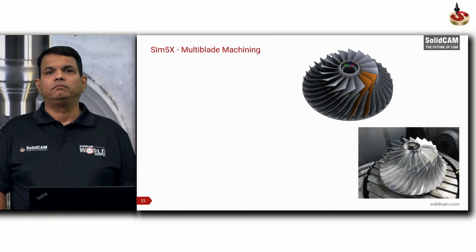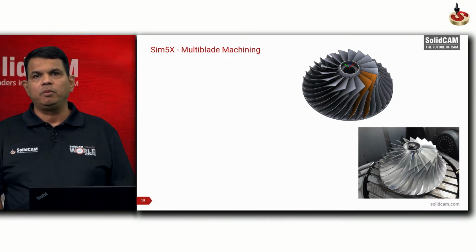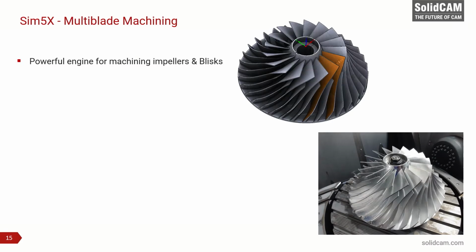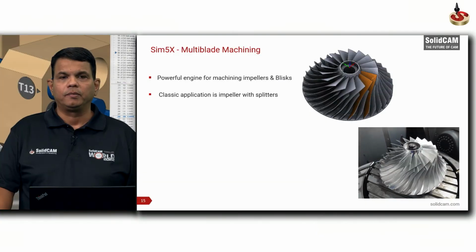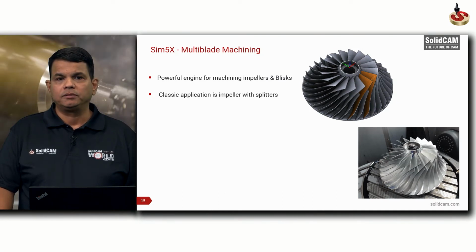Next, we have a very powerful module for machining impellers and blisks, and we call it the multi-blade machining module. This particular module is a very powerful engine. It's used for machining blisks, impellers, and components that are very similar to impellers, including rotors. If you look at the marine industry, there are rotors. The rotors can also be machined using the multi-blade machining module. The classic application, of course, is impellers with splitters.